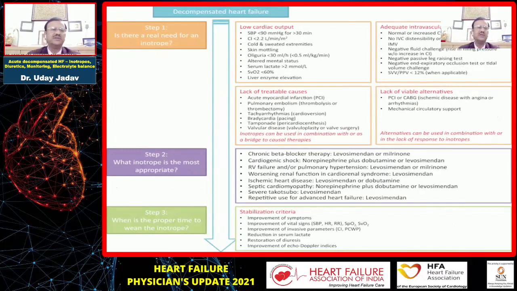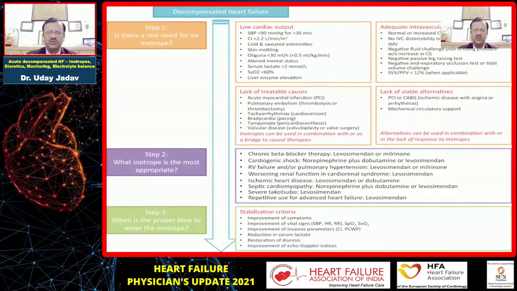I really appreciate this, that step one, when you see these patients, do you need an inotrope? A low cardiac output with a BP of less than 90, cold extremities, oliguria, skin mottled, mental status altered, serum lactate high, hepatic enzymes high are good criteria. Look for treatable causes. If there are treatable causes as mentioned, you are better off. Now, it's important to do that. Treat the cause rather than jumping to inotropes.